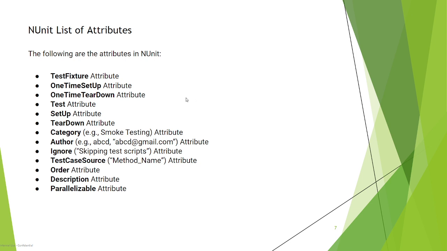Some of these attributes you might have heard earlier in Java, like one-time setup, one-time teardown, like the @Before and @After annotations you might have seen in TestNG, right? Then teardown also, you will see @AfterMethod, @AfterSuite. These kind of hooks you might have come across in TestNG also. Similarly in NUnit also, we'll be using this kind of attributes or annotations to write your code. Okay.